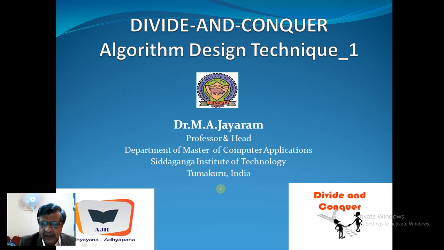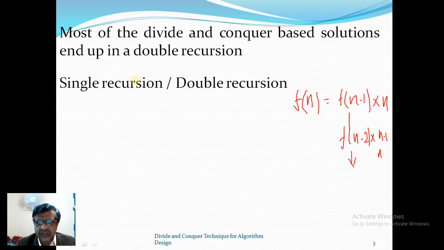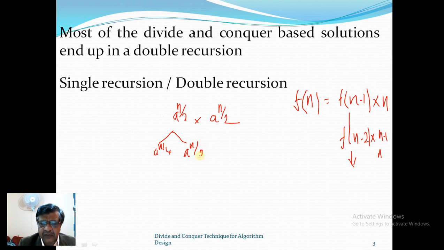And as far as double recursion is concerned, it goes like this. So a to the power of n by 2 into a to the power of n by 2, and once again it goes like this, a to the power of n by 4 into a to the power of n by 4. And here one thing to be recalled is that n should be expressible as a power of 2. That is a basic assumption that we are going to make. Anyway, we will discuss all those things in the near future. Like this it grows.